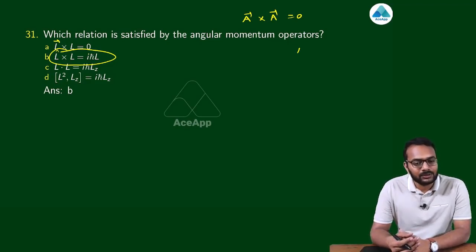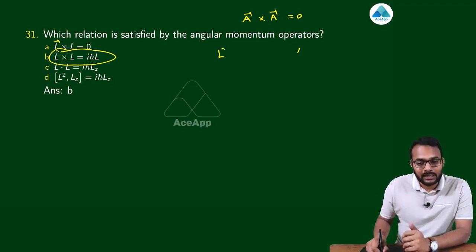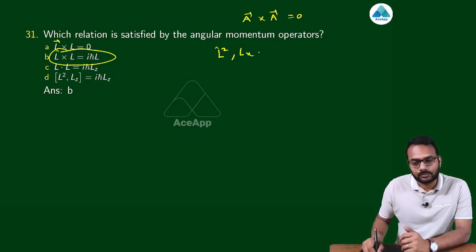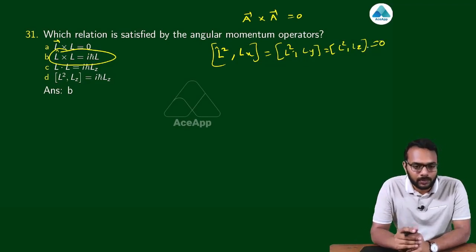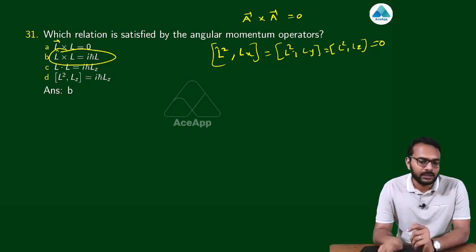Option D, L square with LZ is equal to IH cross LZ. That's not true, because any component of angular momentum commutes with L square. Okay, these are things that you can remember. L square with LY is equal to L square with LZ, and all these are equal to 0. Okay, so answer is option B.